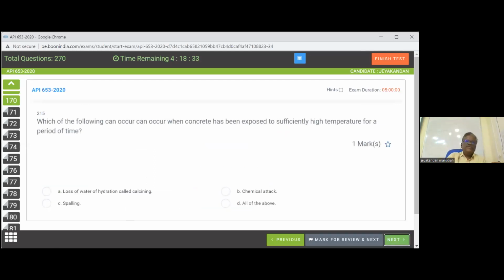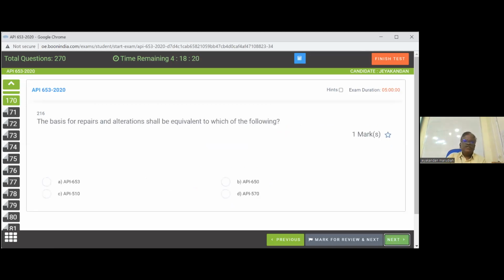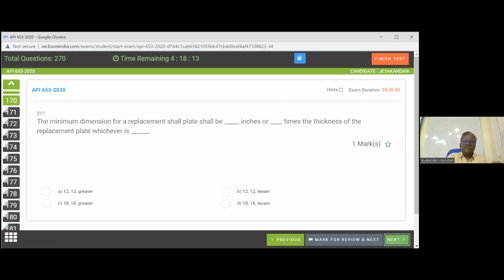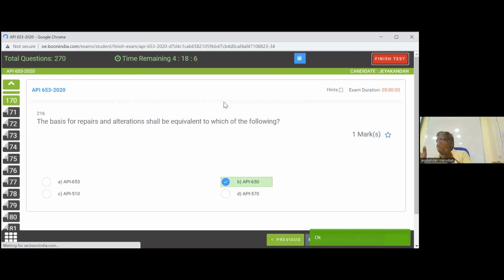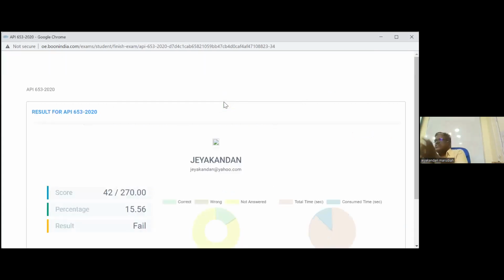Next. Which of the following can occur? That is a repeat. When concrete has been exposed to sufficiently high temperature for a period of time, loss of water of hydration, called calcining. The basis for repair and alteration shall be equivalent to which of the following? Equivalent to API 650. I think that's all. This is another one, this is the next chapter. Okay. Right. We will go back to the code book. So we have completed review up to chapter 4. 5 and 6 we will do in the afternoon. Now we will go to the class. Okay. So please take the next chapter.